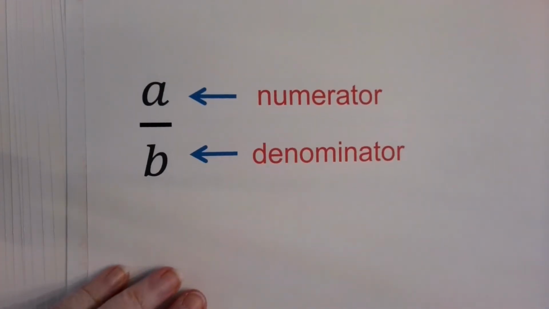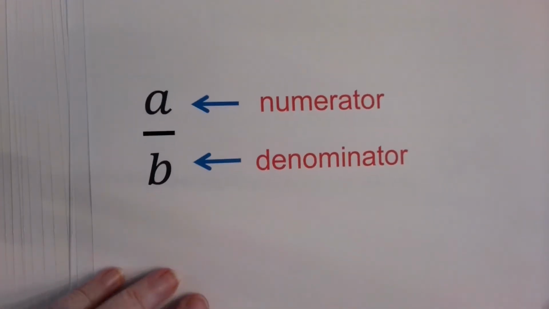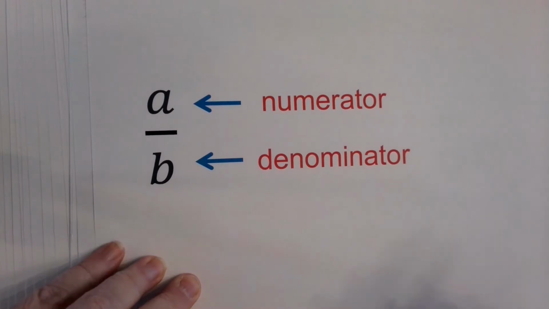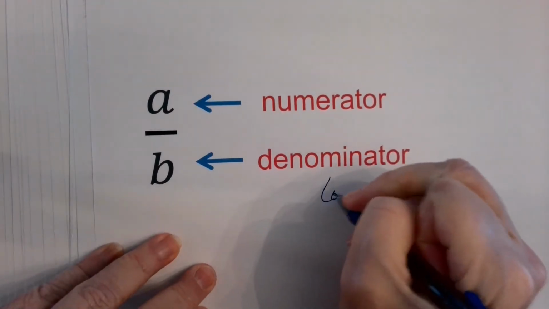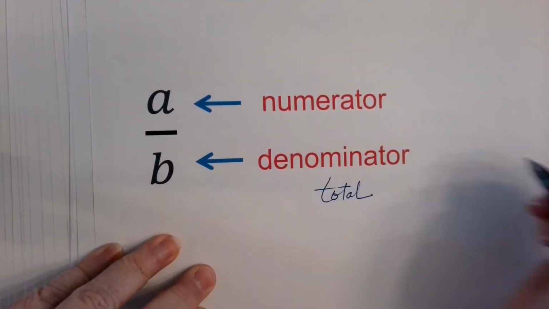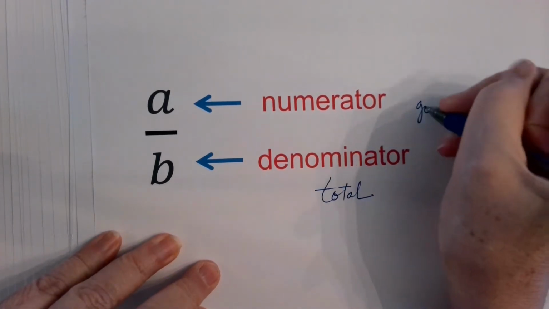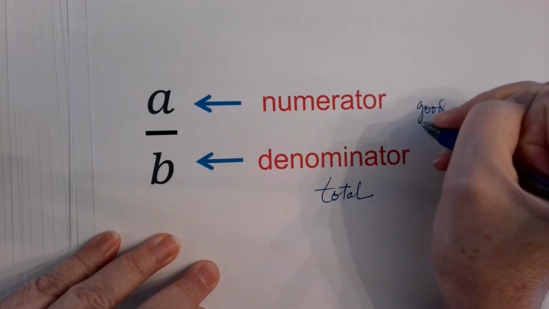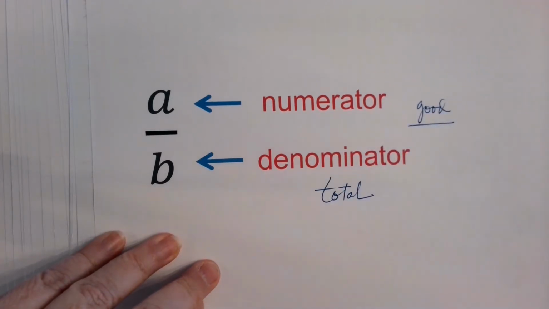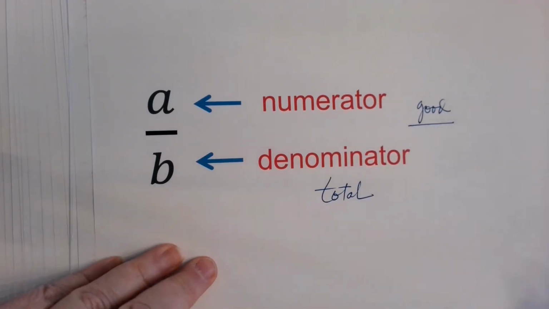A fraction is made up of a numerator on top, denominator on the bottom. The bottom is always the total things that you're considering, and the numerator is all the good things, or all the things you care about, like mushrooms in the last question.